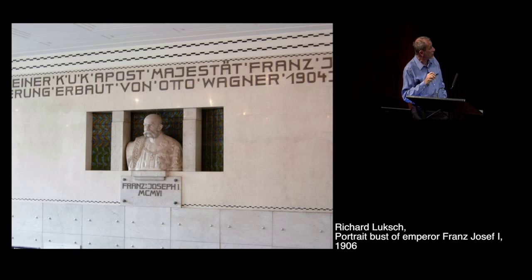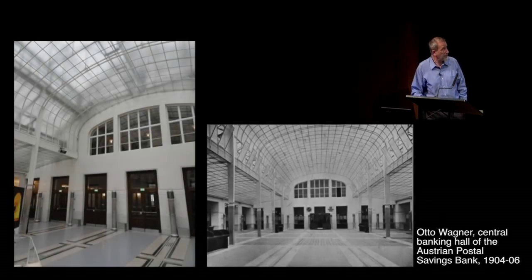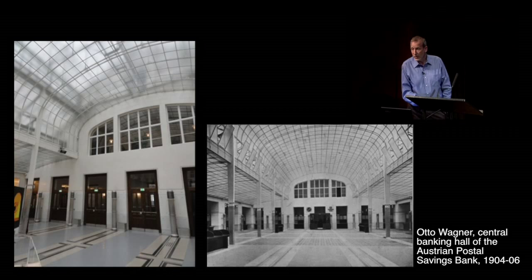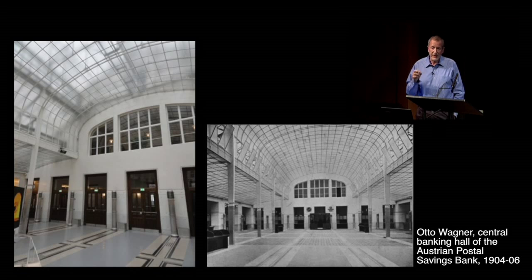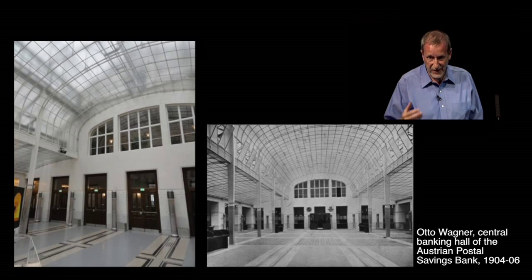Just the entrance hall. Again, another Viennese sculptor, Richard Luksch, 1906. And then the great banking hall inside. So he uses linoleum for the floors, for example, an inexpensive, easy to maintain and clean material. But really, that's his genius, that these inexpensive materials never look cheap, the way he uses them.